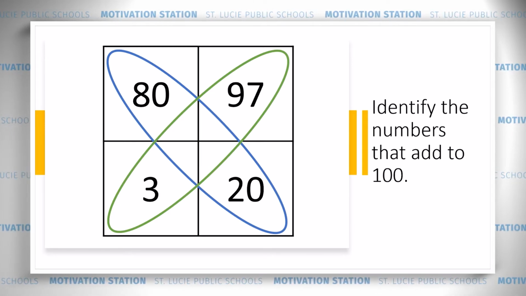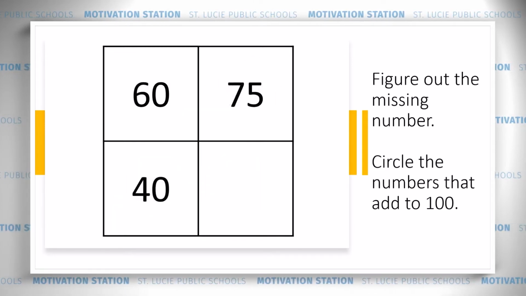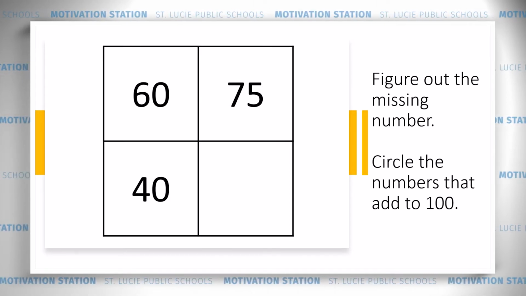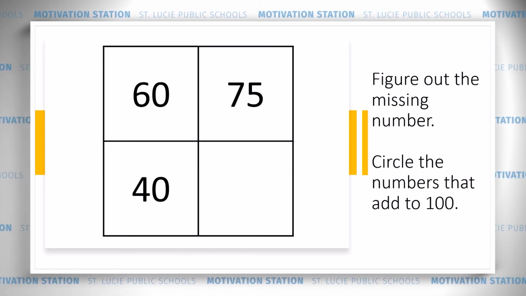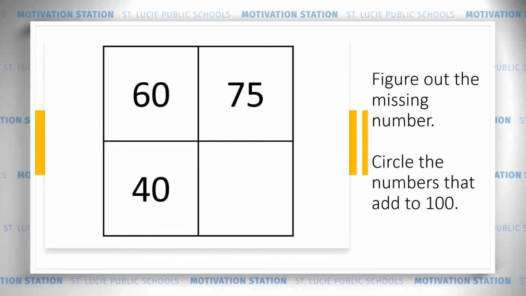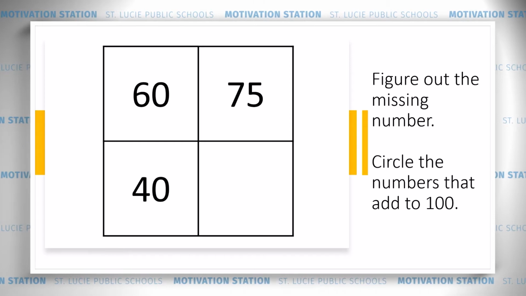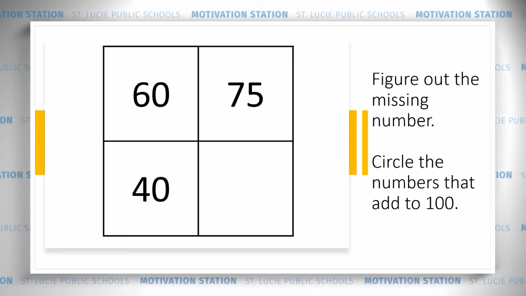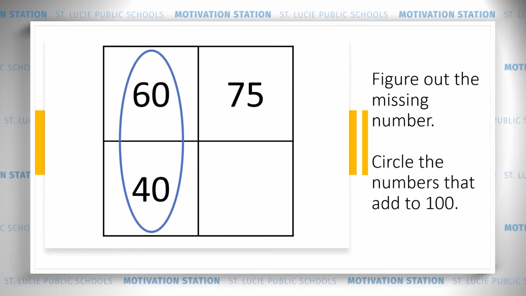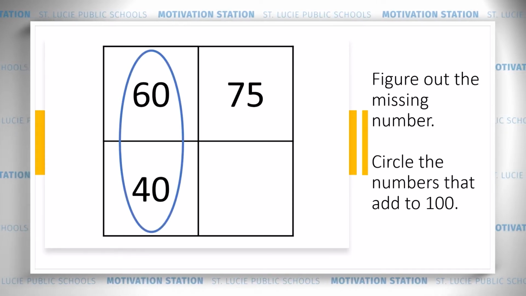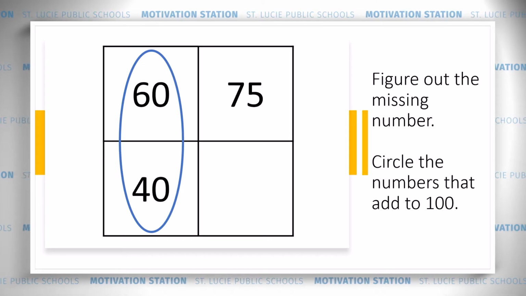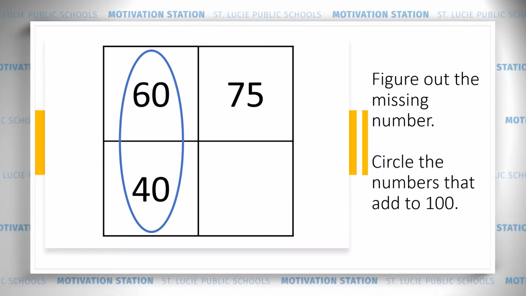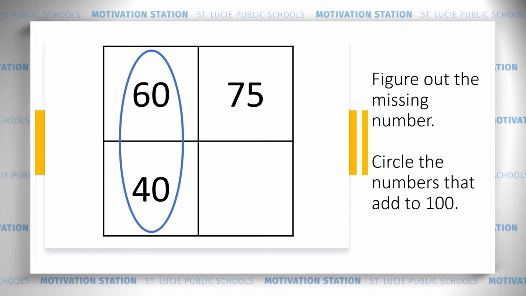Ready for another one? For puzzle grids like this one, we need to figure out the missing number and circle the numbers that add to 100. It is helpful to circle the pair that add to 100 first. In this one, we have 60, 75, and 40. 60 and 40 add to 100. Then we need to figure out what plus 75 equals 100. 75 plus blank equals 100, or 100 minus blank equals 75.